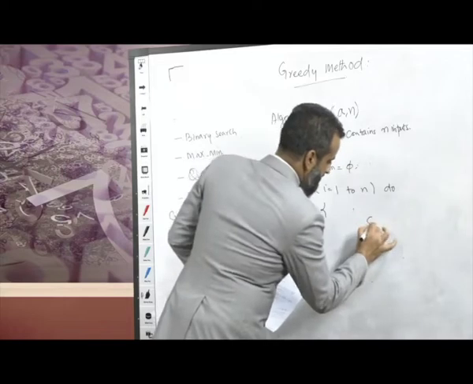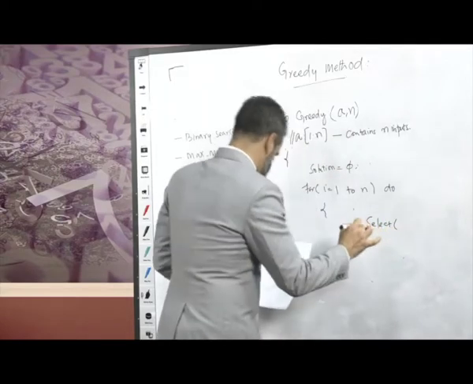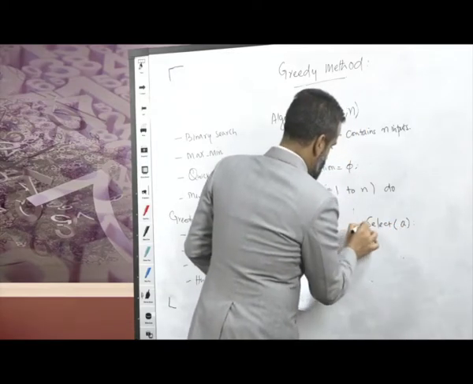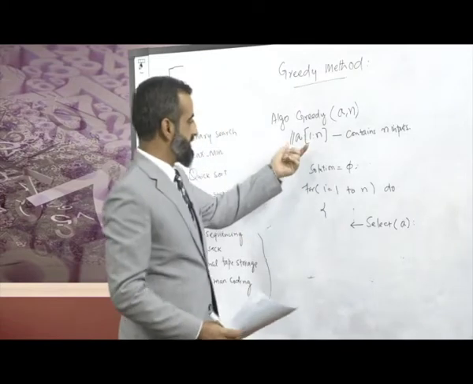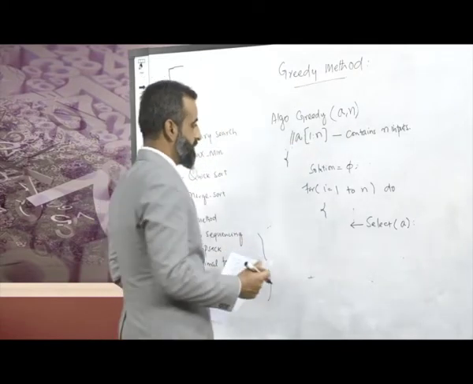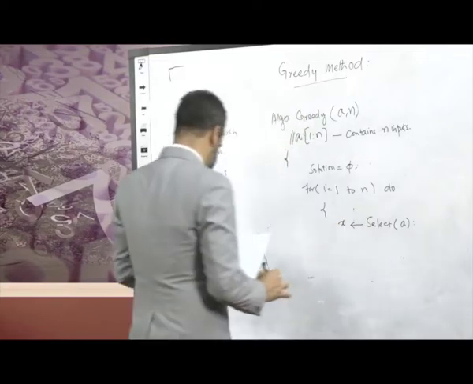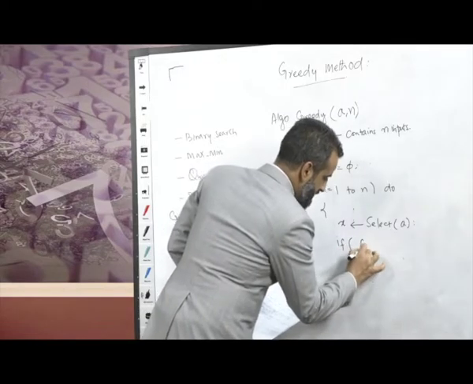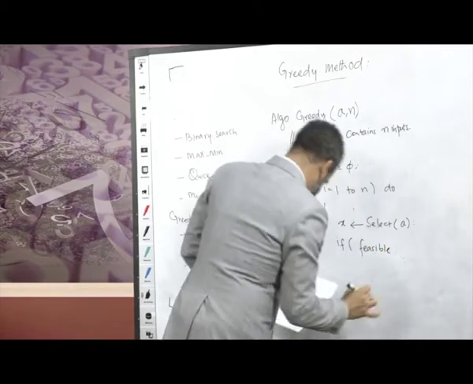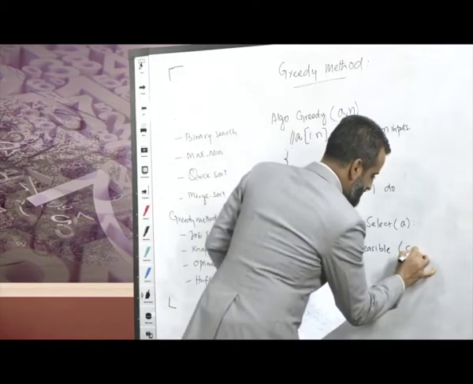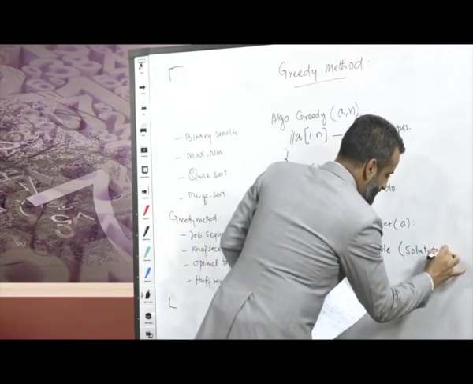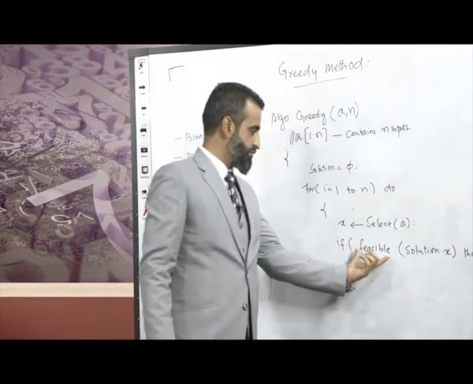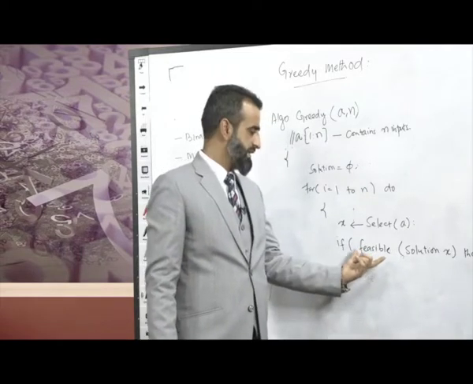So I'll be using a select function here. The job of the select function is basically to select one input at a time, and that input I'll be storing in X. I'll try to calculate whether this input that I have just selected can be part of the solution or not. So feasible is a Boolean function over here. The feasible function that I am using in this case is a Boolean function that is going to return me a yes or a no.